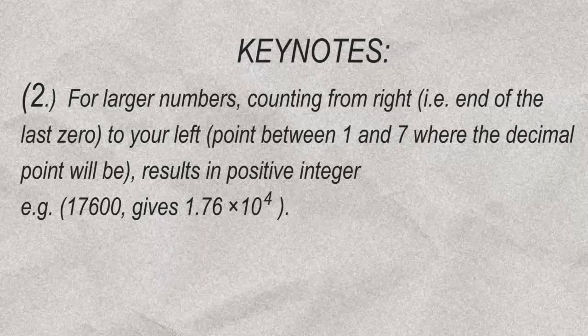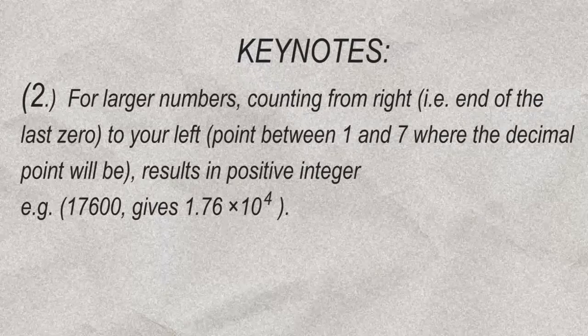So if we say 1.76 times 10 raised to power 4, if we count from between 1 and 7 to our right hand side, we are going to get 4 decimal places.